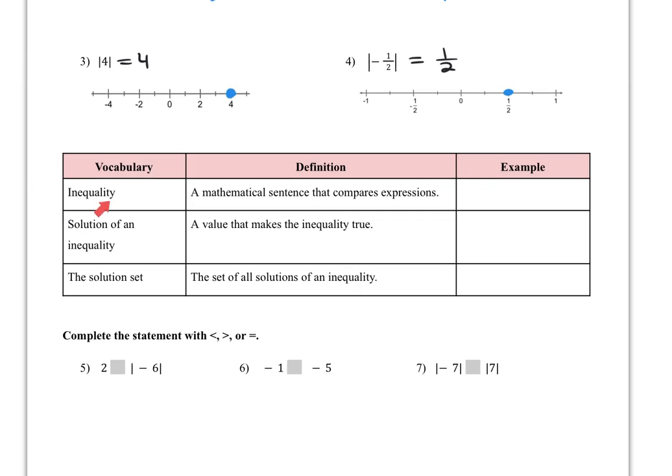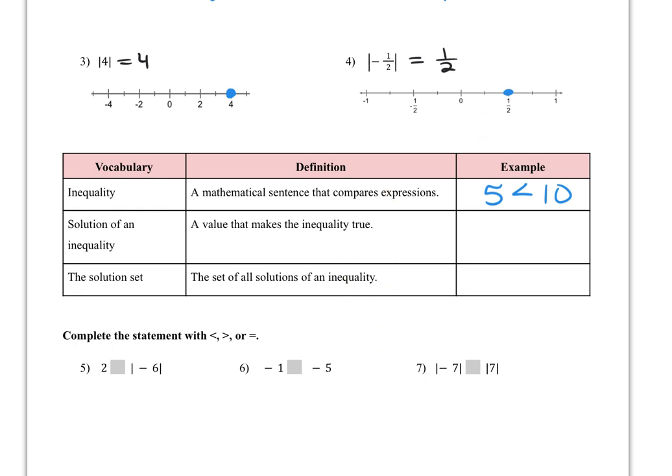Okay. Vocabulary, inequality, a mathematical sentence that compares expressions. So, for example, we could have 5 is less than 10. That's an inequality, okay? Solution of an inequality, a value that makes the inequality true. The solution set, the set of all solutions of an inequality. So we could have a solution that works, just one single number that works for that inequality, or we can have a whole group of numbers, okay? So we'll talk about those a little bit further as we go to solve them.